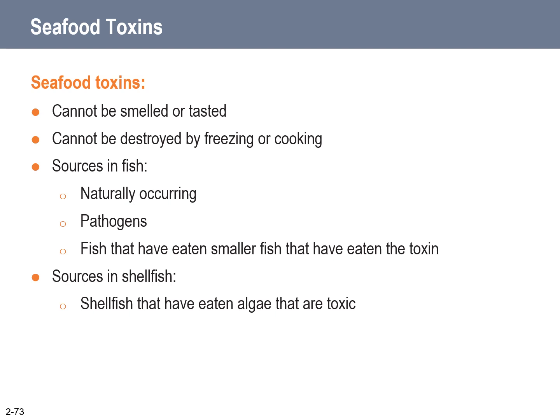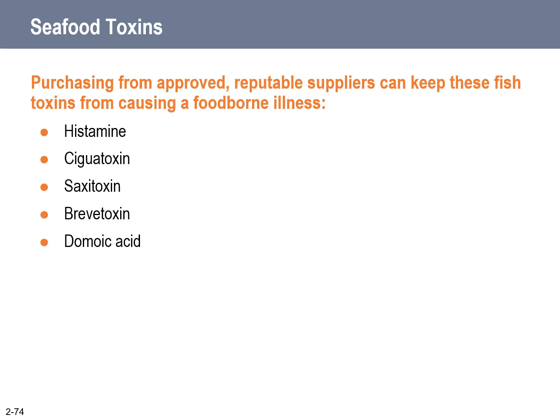And then sources in shellfish, and these shellfish have eaten the algae that are toxic. So once again, they eat algae that are toxic, but not toxic to them, only toxic to us. Purchasing from approved suppliers can keep these toxins down. So histamine, ciguatoxin, saxitoxin, brevetoxin, and domoic acid.